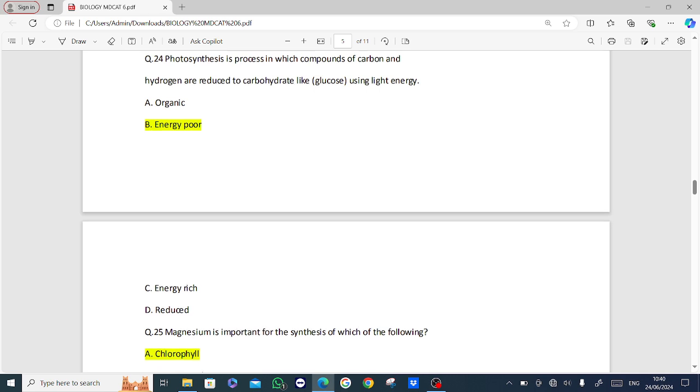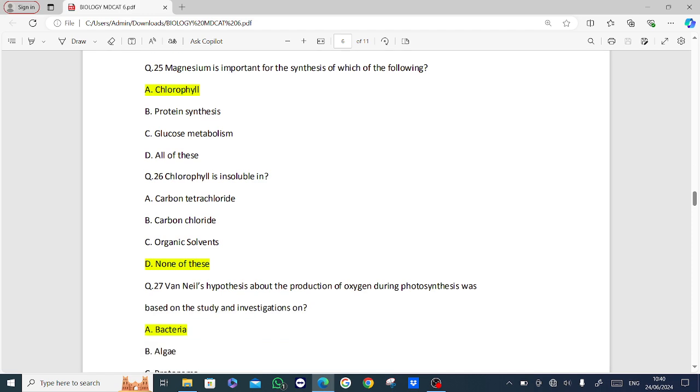Next MCQ is, magnesium is important for the synthesis of which of the following? Options are chlorophyll, protein synthesis, glucose metabolism, all of these. Answer is option A, chlorophyll.